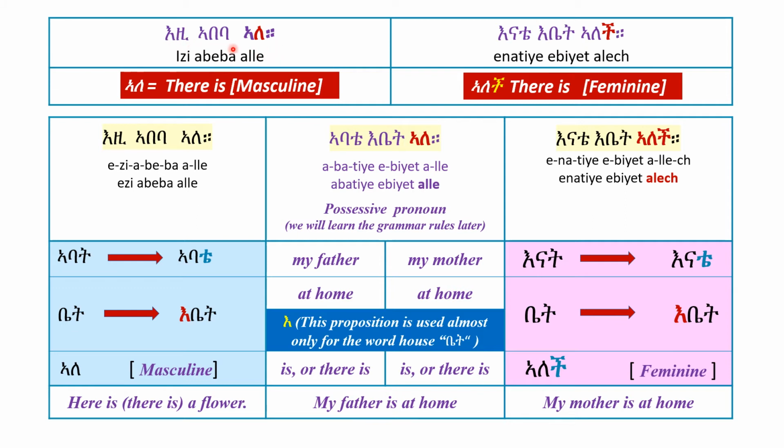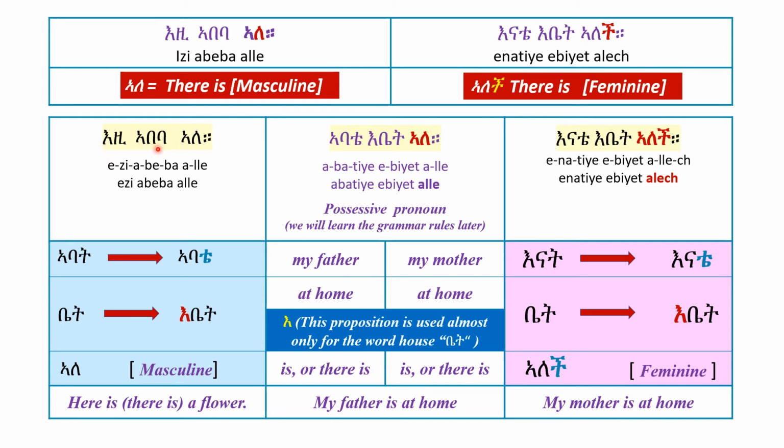እዚህ አበባ አለ. Here is አለ because the noun አበባ is masculine. እናቴ እቤት አለች. Here is አለች because the noun እናቴ is feminine. Here is a flower, masculine form. አባቴ እቤት አለ. My father is at home, masculine form. እናቴ እቤት አለች. My mother is at home, feminine form.